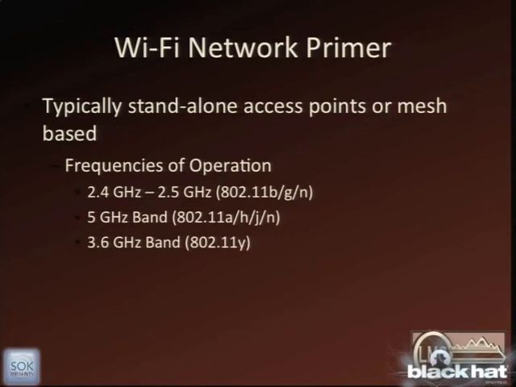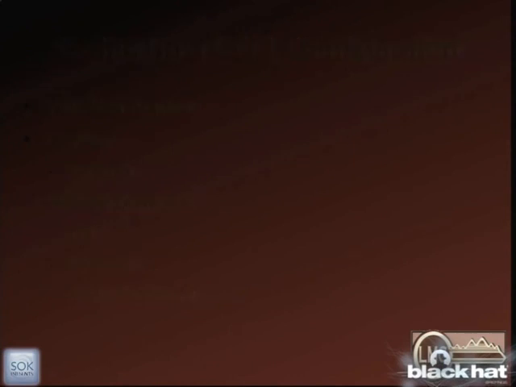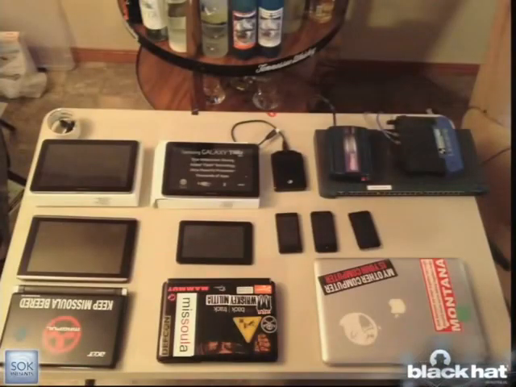Along those lines, when we're setting up a lab, this is the configuration I used. Just as a very basic outline, I had a wireless router so that I could route my packets from the mobile device. I had a laptop running SSL strip, and then I had a large number of mobile devices. You don't see an iPhone in there because that's what I used to take the picture. But looking through here, we'll see a couple Galaxy Tabs.